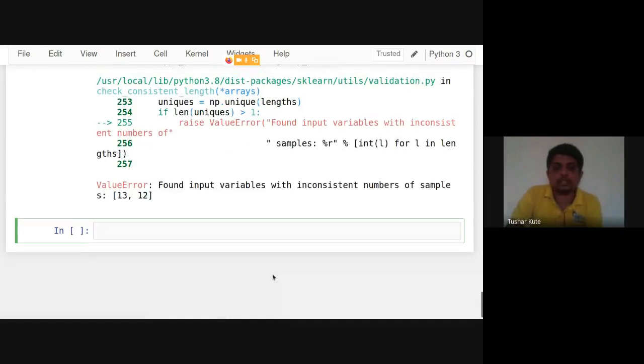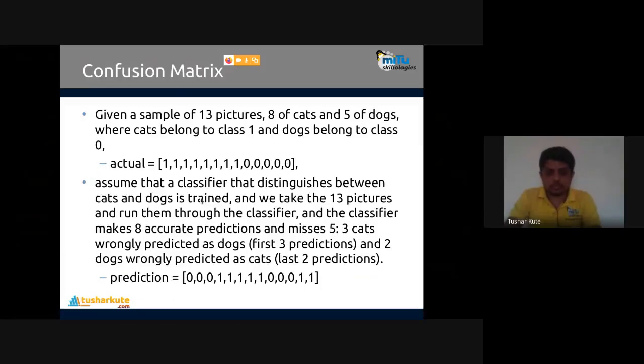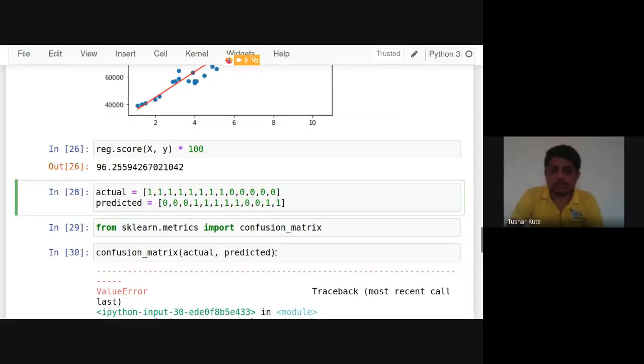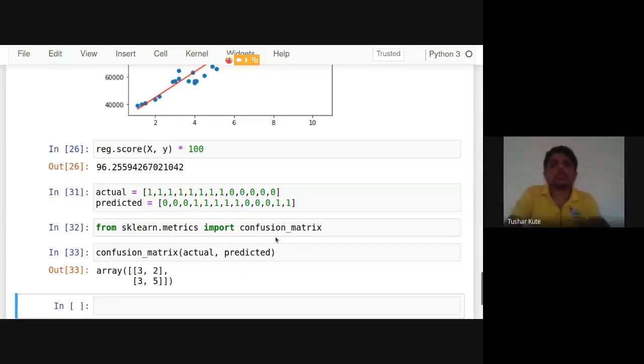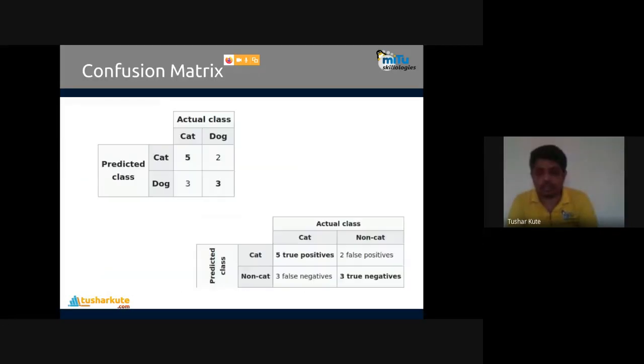Length is not matching. I think 12, 13 and 12 are there. Oh, three zeros are here. See, it's inverse actually. Predicted is on this side and actual is on this side. So 3 plus 5 are matching. 3 plus 5 are matching, 8. That will be shown as a confusion matrix there.